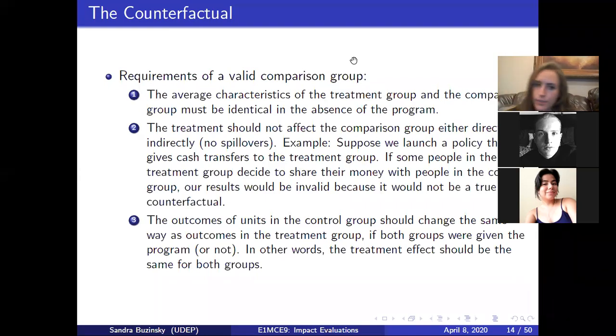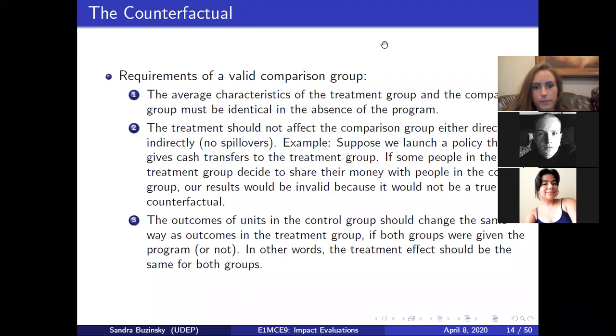Okay. So we do not want spillovers in this situation when we're trying to estimate an effect. And then the third condition is that the outcomes of units in the control group should change the same way as outcomes in the treatment group if both groups were given the program or not. So they should respond to treatment in the same way, which I was just responding to recently. But that's the same thing, even if they don't receive treatment.